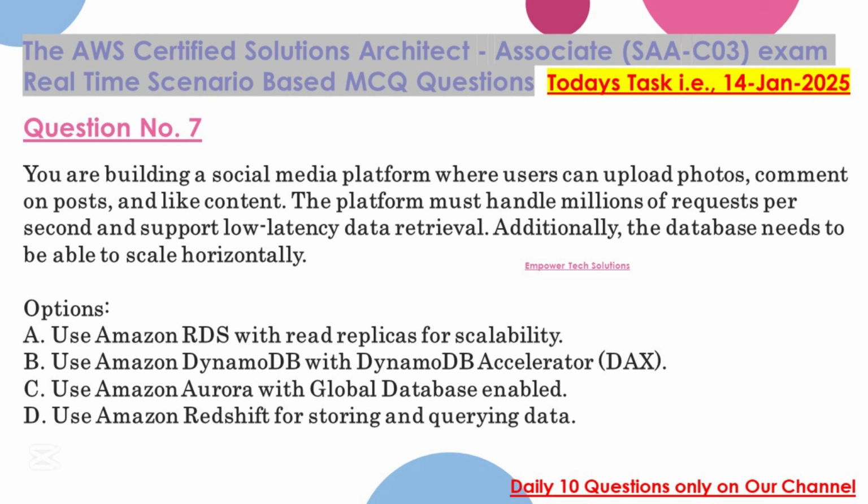Options: A. Use Amazon RDS with read replicas for scalability. B. Use Amazon DynamoDB with DynamoDB Accelerator, DAX. C. Use Amazon Aurora with global database enabled. D. Use Amazon Redshift for storing and querying data.